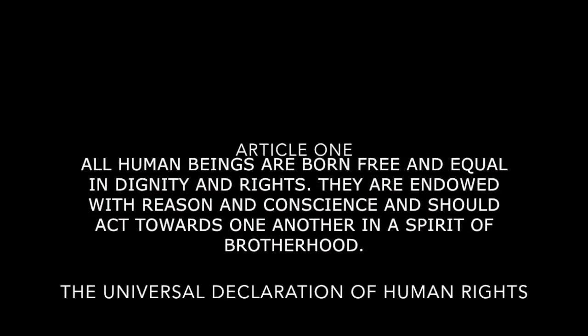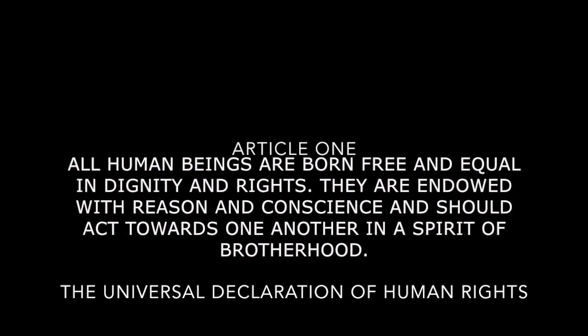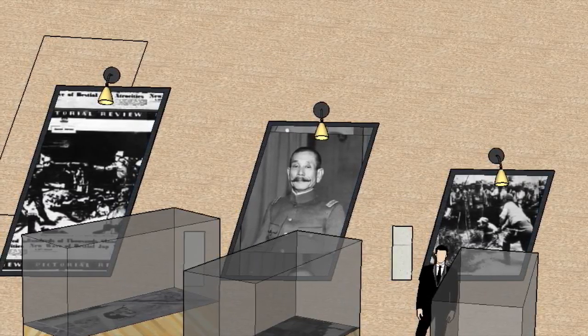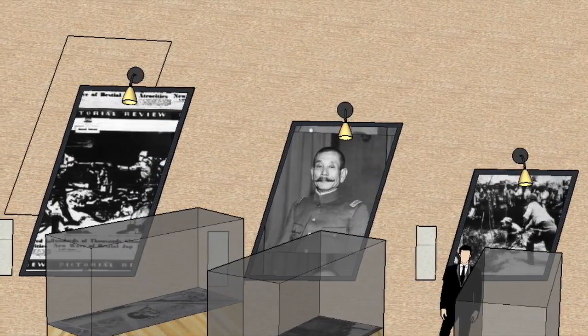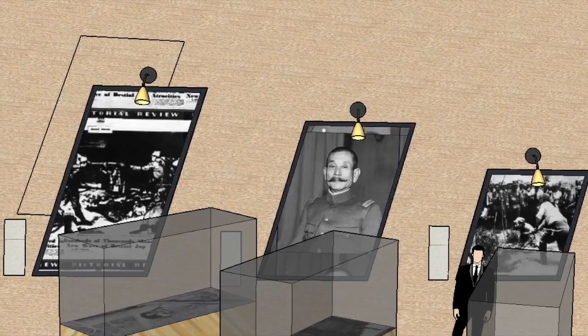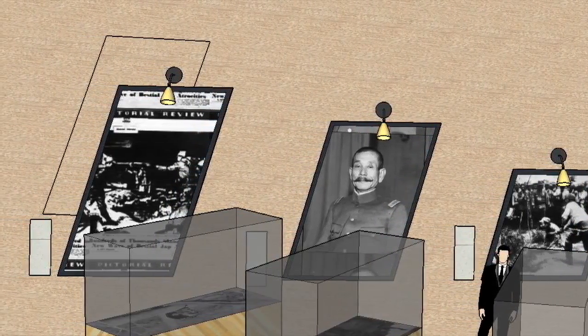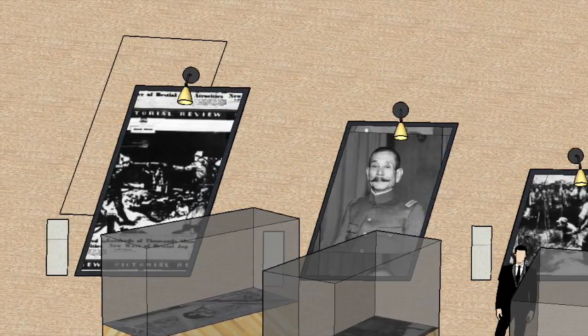The first article in the Universal Declaration of Human Rights states that all humans are born equal. But during the Nanjing Massacre, not only were the Chinese not seen as equals, but the Japanese soldiers as well. We hope to show visitors that the Japanese were also treated inhumanly, and that many soldiers had not willingly committed to the atrocious acts. For these reasons, we believe that the current memorial can be significantly improved.